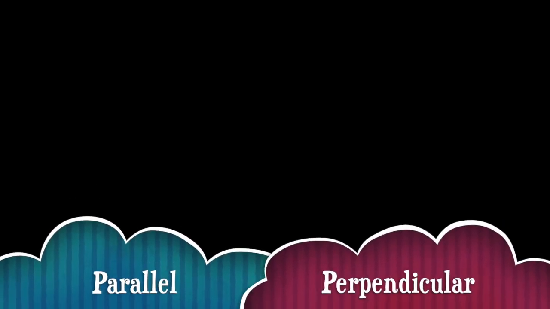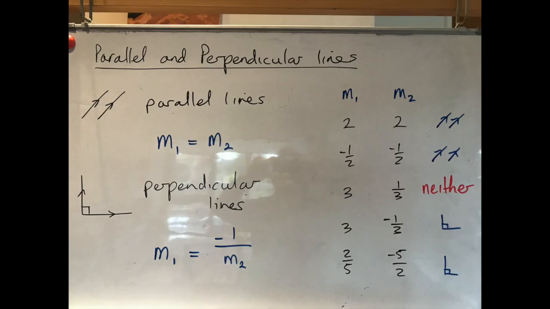Parallel lines have got a gradient that has to be exactly the same as the gradient of the line you're interested in. Perpendicular lines you can find by flipping them upside down, so put your numerator on the denominator and the denominator on the numerator, and then changing the sign. If it's positive, change it to negative. If it's negative, change it to positive. You can write it as m1 equals -1 over m2.